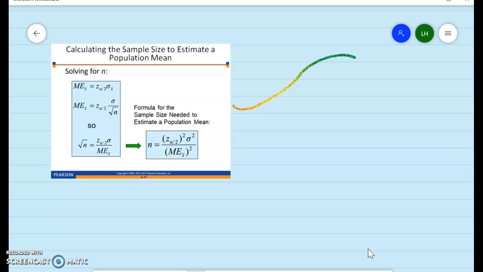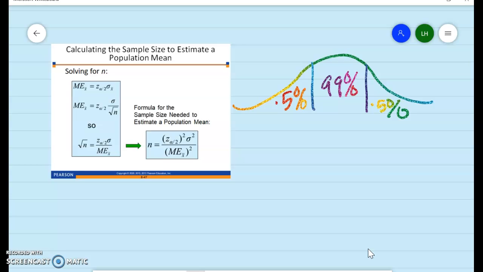let's look at that. 99% would be right in here, and 1%, which would be 0.5% here and 0.5% here. So we need the z-score all the way up to the upper. So that would be 0.5 plus 0.99. Actually, let's leave it as a percent and then change it to a decimal. So 0.5, so that would be 99.5%. So the probability we're looking for in the table would be 0.995.